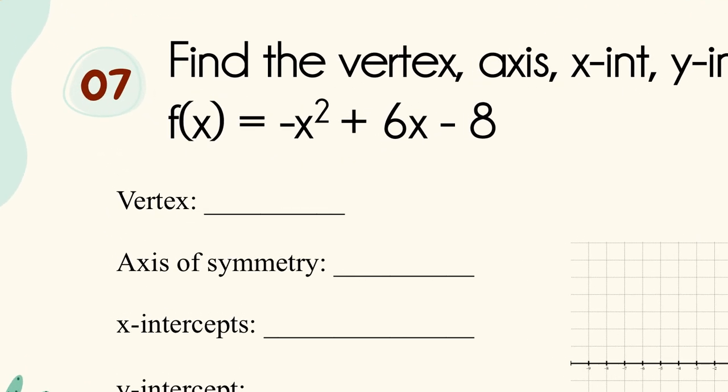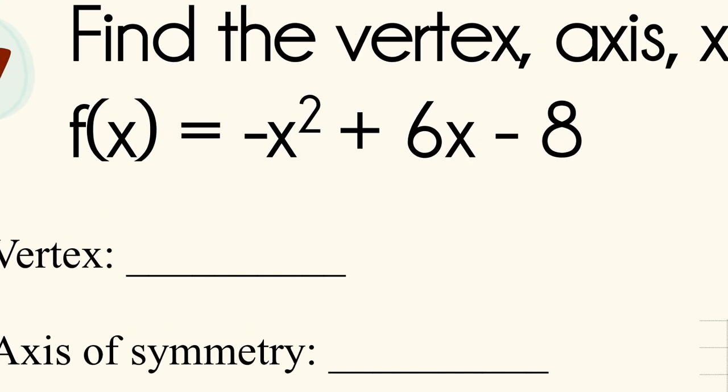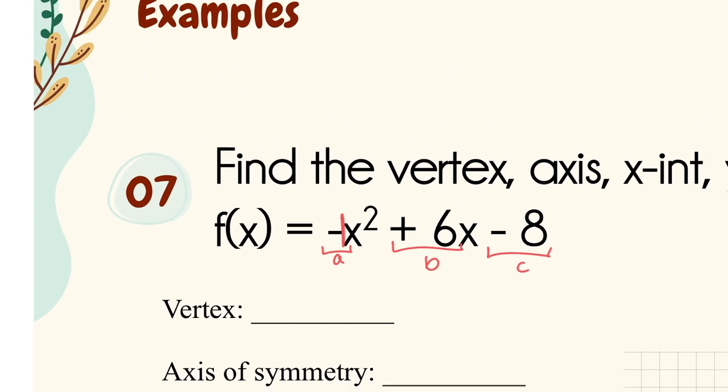So looking here, first thing I'm going to go ahead and find is my vertex. This is written in standard form. So I'm going to first go ahead and label my A, B, and C. So looking at it, keep in mind there is a -1 here. There's always a number in front of my variable. This is my A. This is my B. And this is my C. So it kind of helps me.